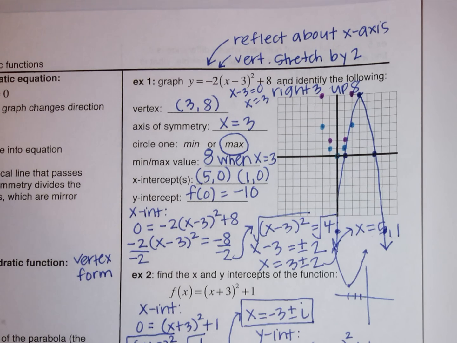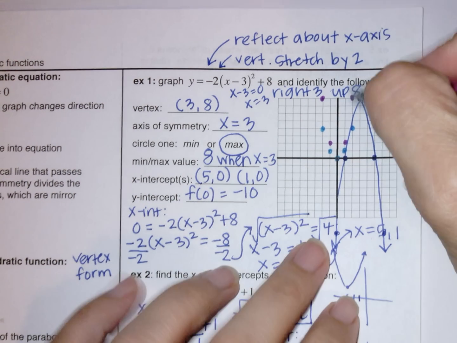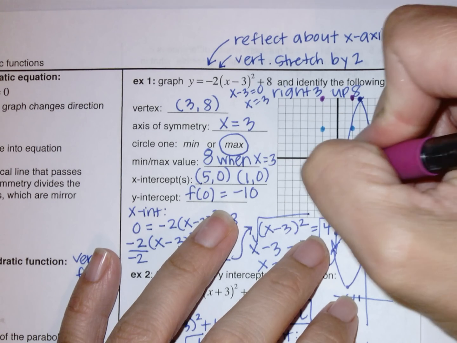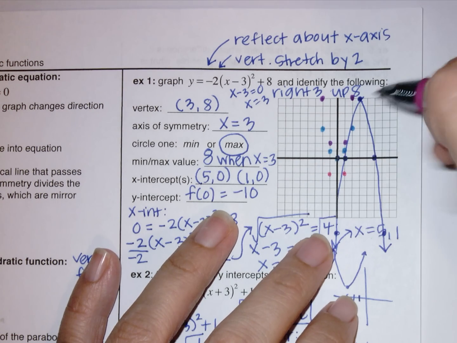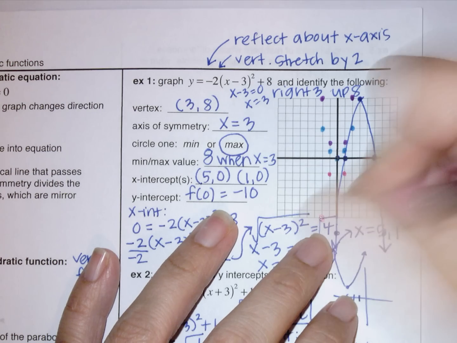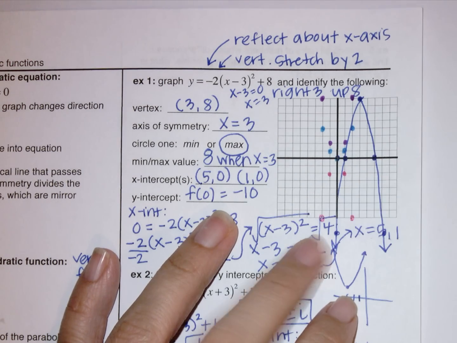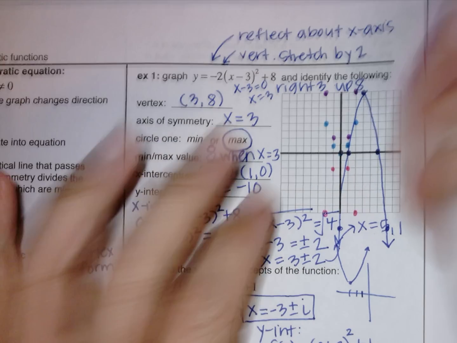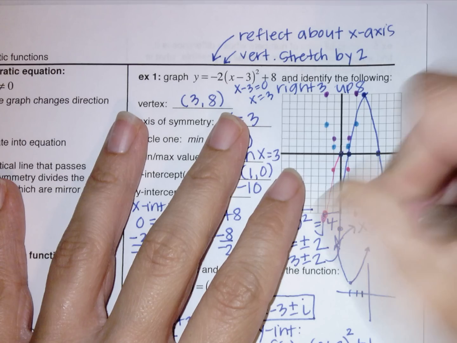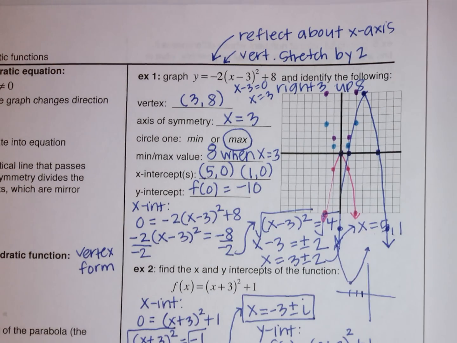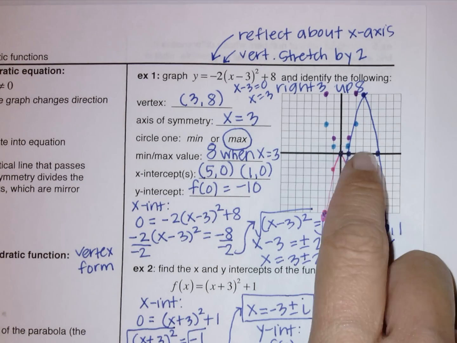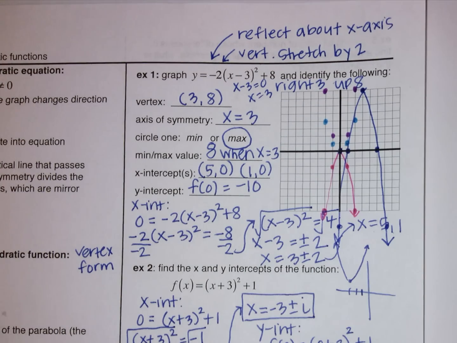So the purple points are the stretched points. And then from there, I need to reflect it. So if I take those purple points and reflect them, I'm going to get these pink points right here. And then my last graph is going to be to move it right 3 and up 8. So if I move all these points right 3 and up 8, I'll get the graph in blue that I have.